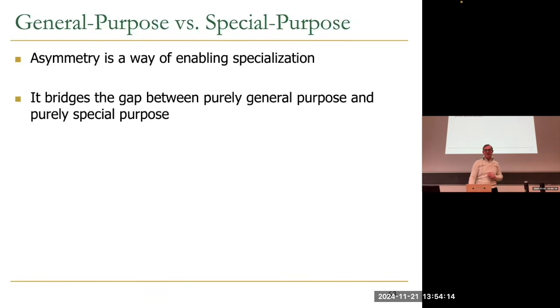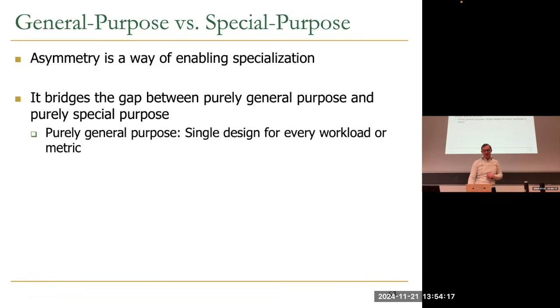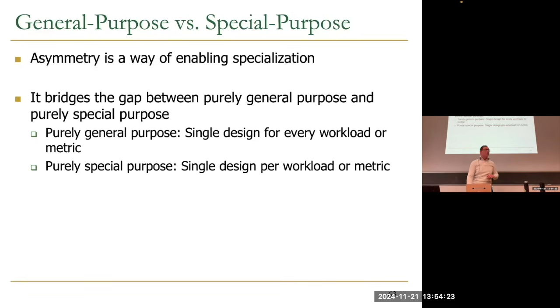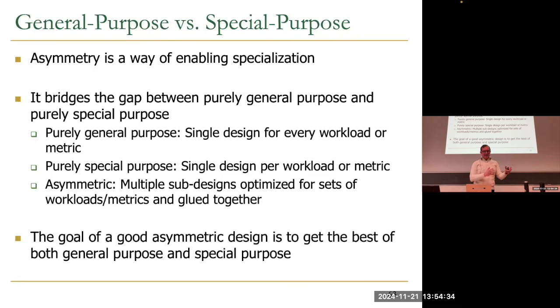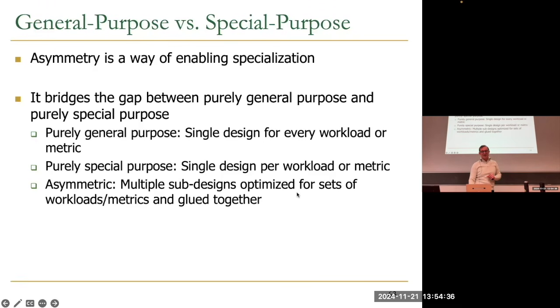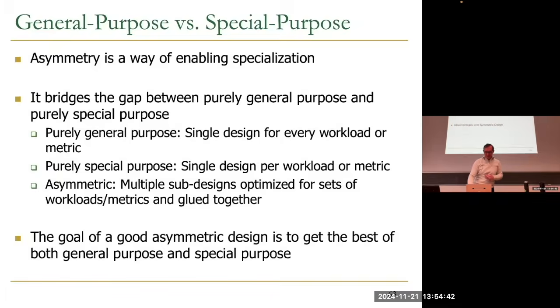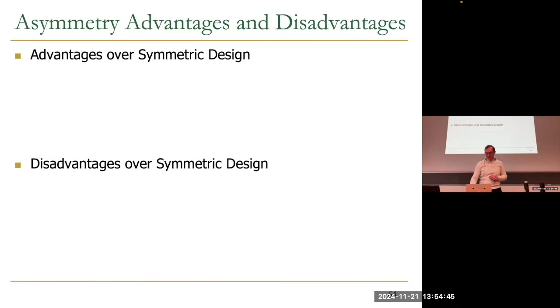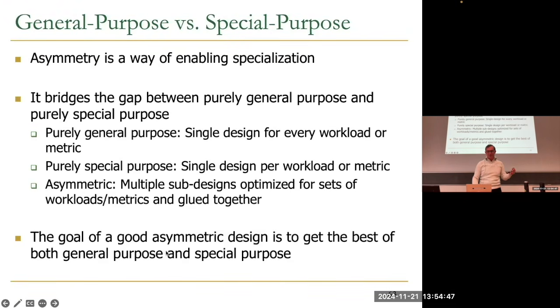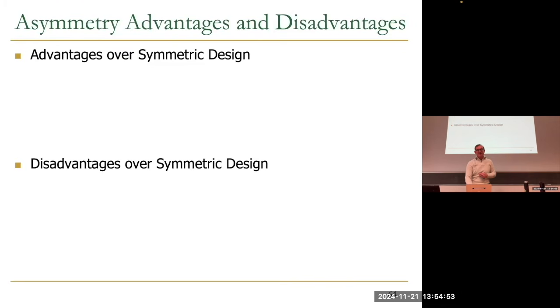It really tries to bridge the gap between purely general purpose and purely special purpose. Purely general purpose, we've already discussed, is a single design for every workload or metric. Purely special purpose is a single design per workload, maybe per workload per metric, right? So you could actually have different designs for each workload for different metrics. Okay, so asymmetric is somewhere in the middle: multiple sub-designs optimized for sets of workloads or metrics and glued together. This is one way of looking at it. And the goal of good asymmetric design, in my opinion, is to get the best of both general purpose and special purpose.